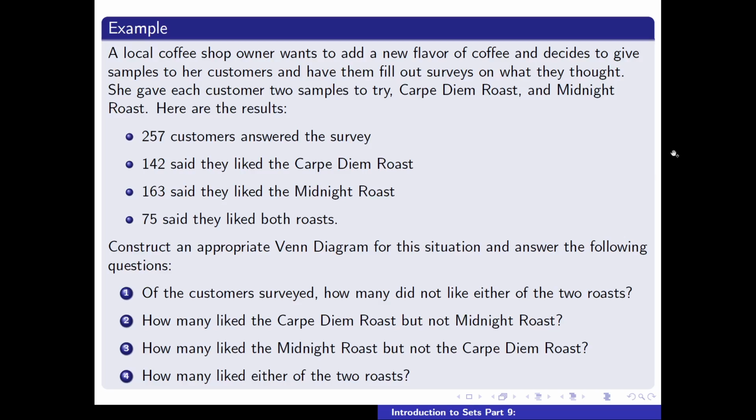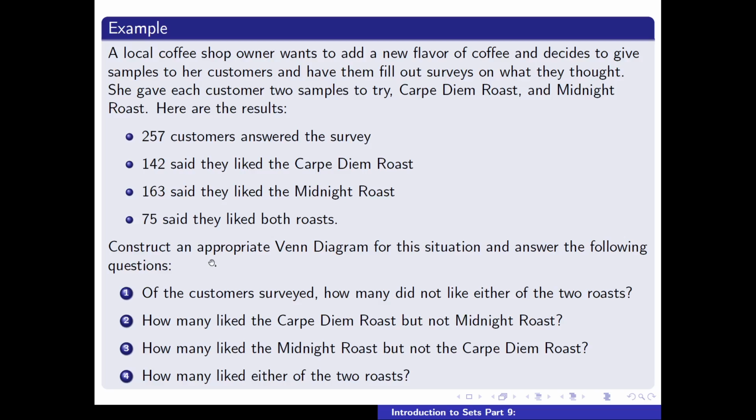So here we have a word problem. A local coffee shop owner wants to add a new flavor of coffee and decides to give samples to her customers and have them fill out surveys on what they thought. She gave each customer two samples to try, the Carpe Diem roast and the midnight roast. Here are the results of the survey. A total of 257 customers answered the survey. Of those customers, 142 said they liked the Carpe Diem roast, 163 said they liked the midnight roast, and 75 said they liked both roasts.